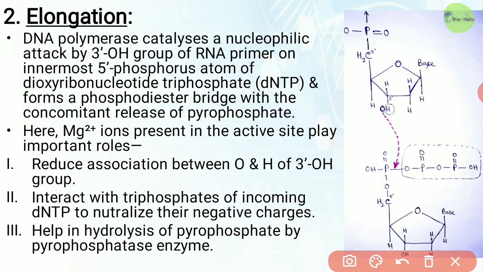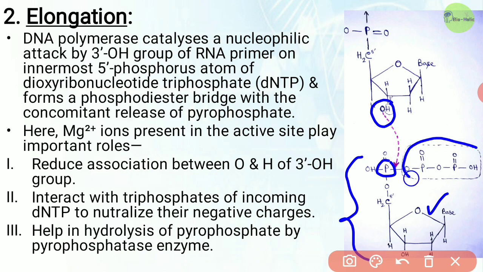Now the second step of the process of replication is elongation. So in the process of elongation, DNA polymerase catalyzes a nucleophilic attack by the 3' OH group of the RNA primer on the innermost 5' phosphorus atom of the deoxyribonucleotide triphosphate, or dNTP. So this is the ribose sugar and this is the deoxyribonucleotide triphosphate, and it forms a phosphodiester bridge with the concomitant release of pyrophosphate. So this is the pyrophosphate.